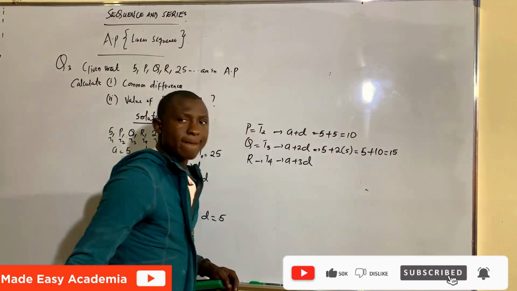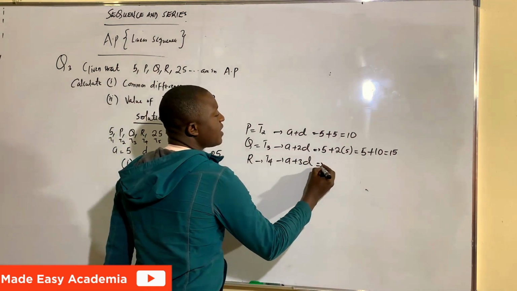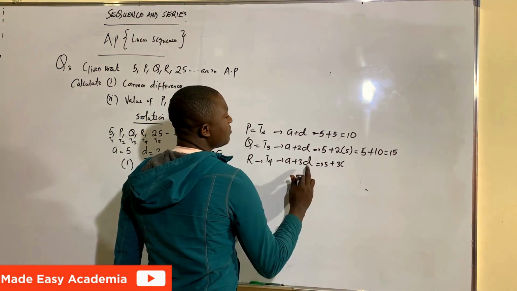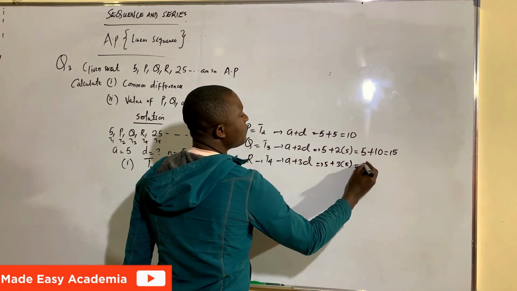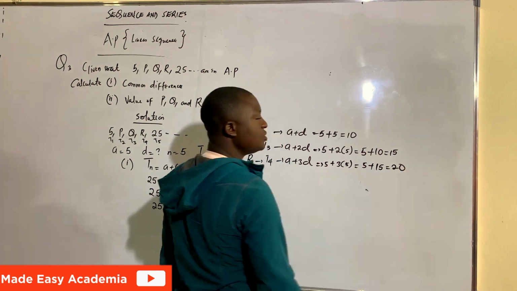Then we have 15. Then if I use this one too as well, my A is 5 plus 3, my D is 5. That means that we have 5 plus 3 times 5. Of course, we are going to have 15. Then that one is going to be 20.